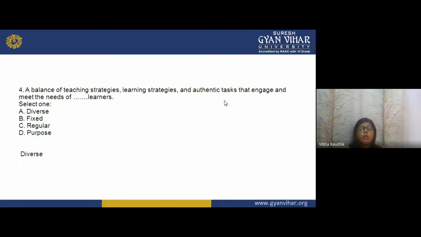means we cannot be focused only on an individual learner. We have to make our teaching plan, lesson plan accordingly, such that the needs of diverse learners can be satisfied or achieved.